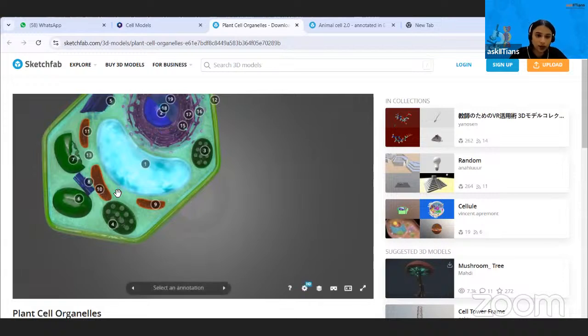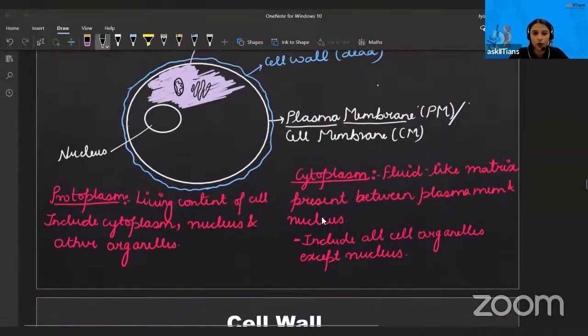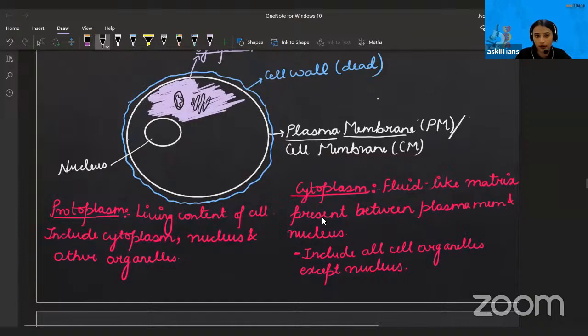Now here also, inside the cell, you can see various compartments that we call cell organelles. We will discuss these organelles one by one. Right now, I hope this is clear to all. So we will start from the cell wall. Then we will talk about the plasma membrane, and after that the nucleus and so on.